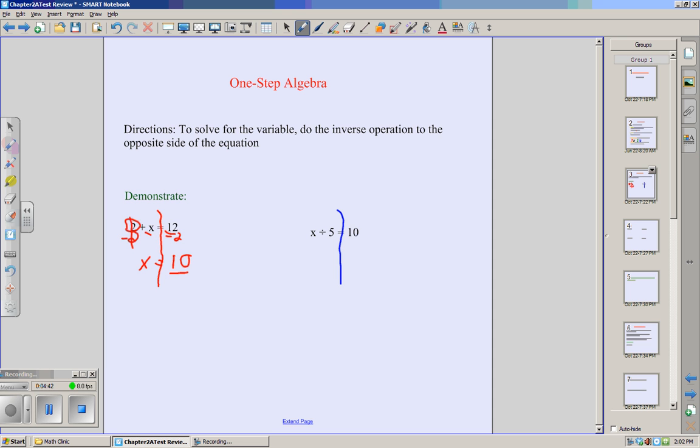Again, I need to get my x by itself on one side of the equation. I see that x is dividing by 5. The opposite of divide by 5 is times by 5. Whatever I do to one side of the equation, I have to do to both. The divide by and times by 5 cancel out, leaving me with just x. 10 times 5 is 50. If I look at my original problem, I notice that 50 divided by 5 does equal 10, so I did the problem correctly.